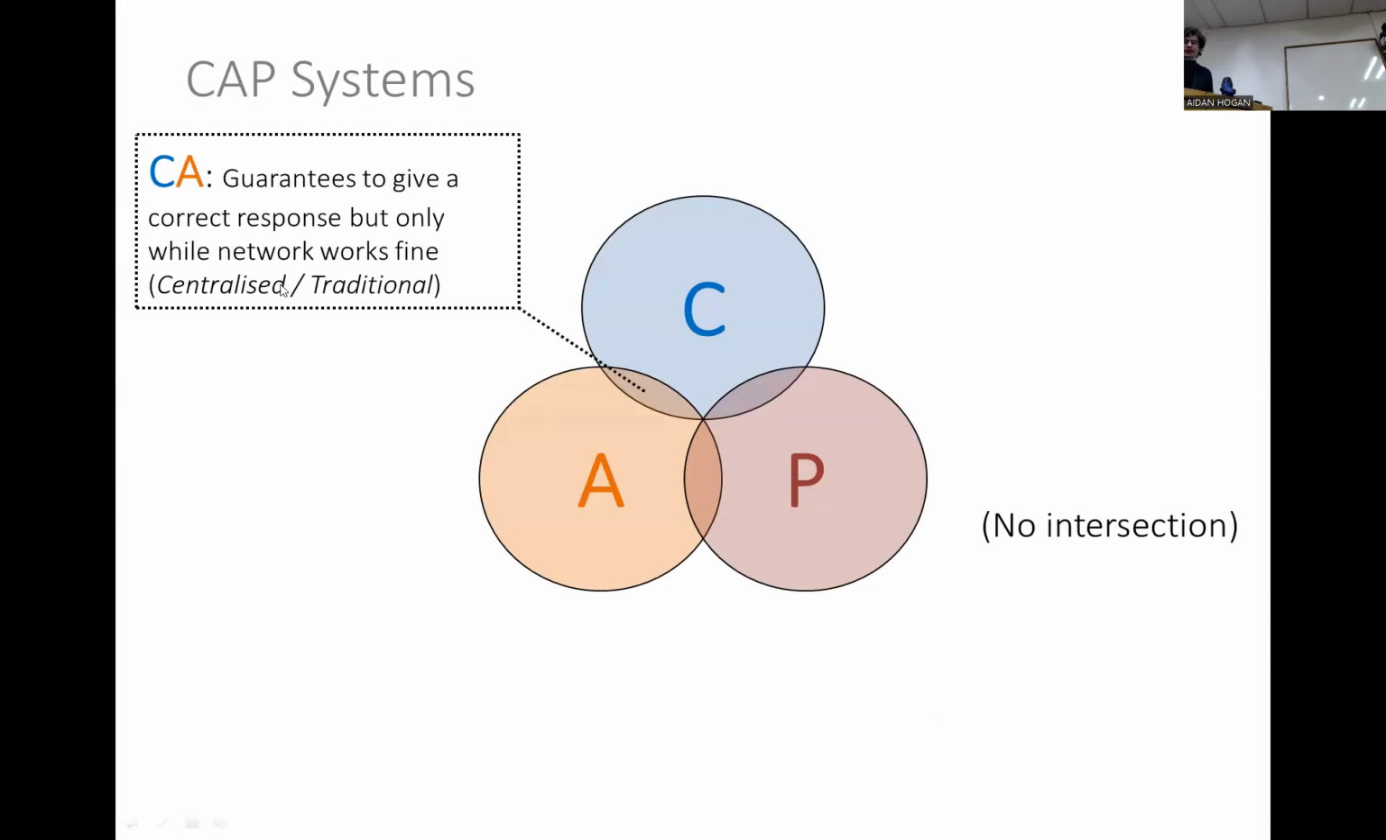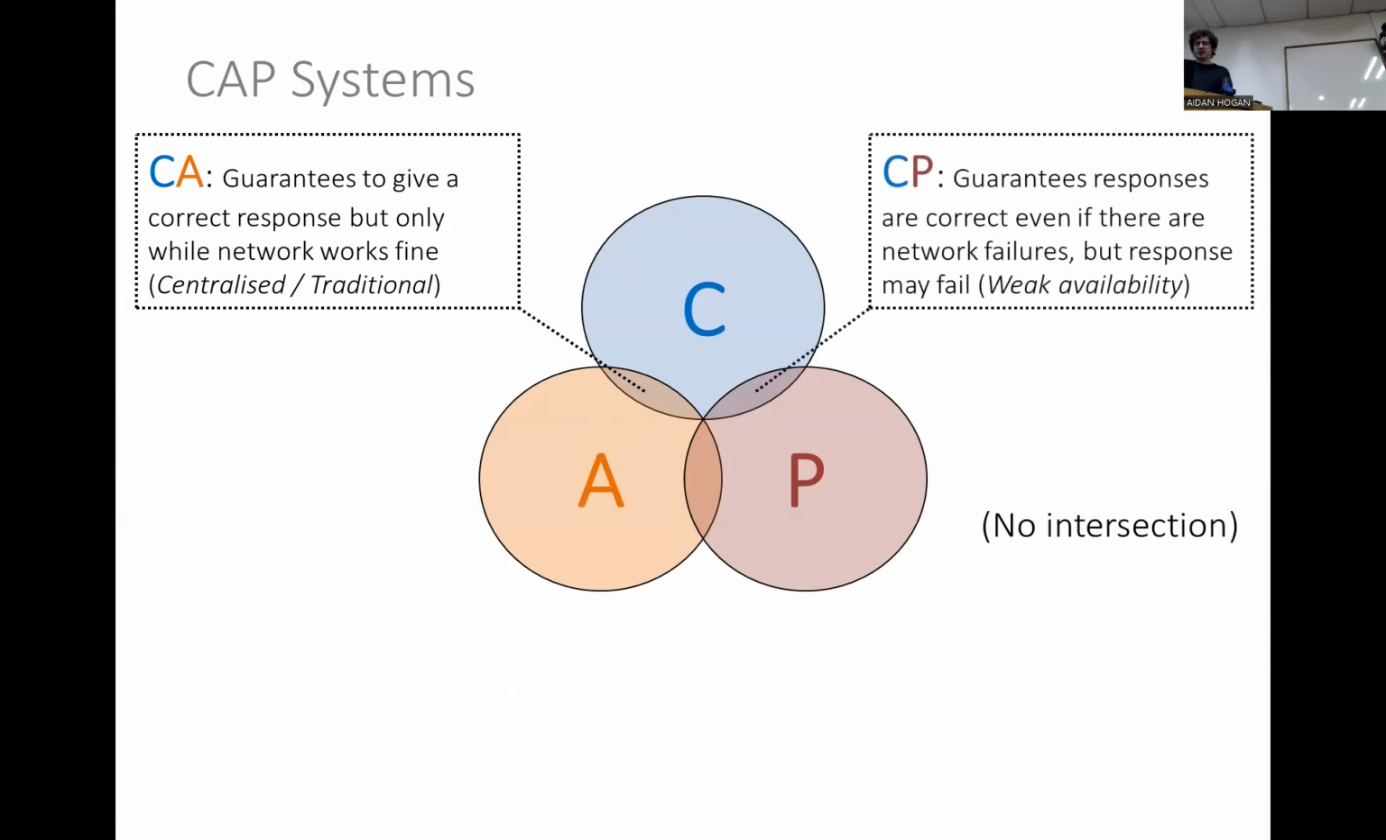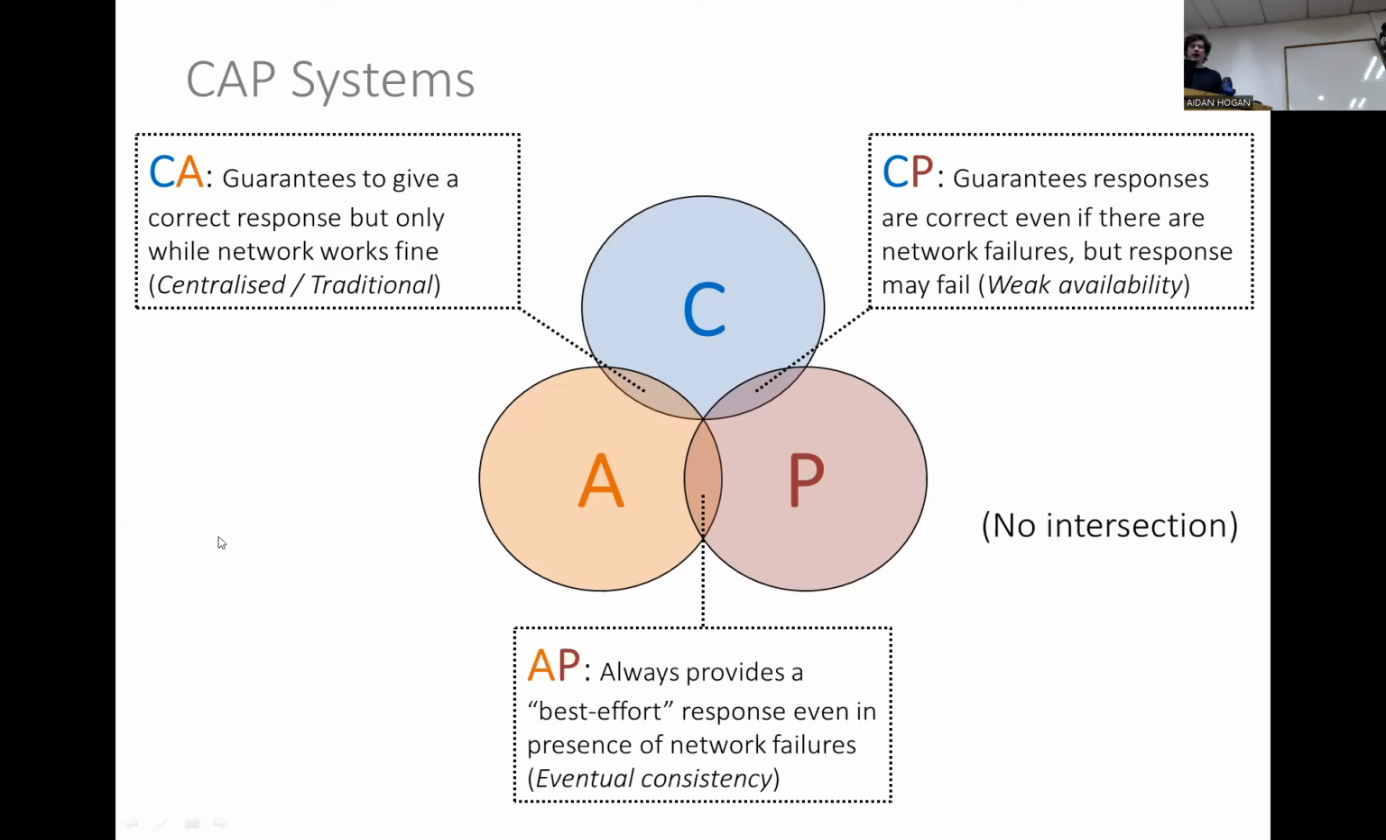So a CA system, a system that offers both consistency and availability, guarantees to give a correct solution, but only while the network works fine. So this is sort of your typical, let's say, relational database on one machine or what have you, where you don't have partitions. CP guarantees that responses are correct, even if there are network failures, but responses may fail. So in the previous scenario we saw, if we try to add Madonna, we'll say, no, sorry, our system's not available at the moment. There's a partition. We're not going to be able to maintain consistency. So we reject some requests that we fear might break consistency.